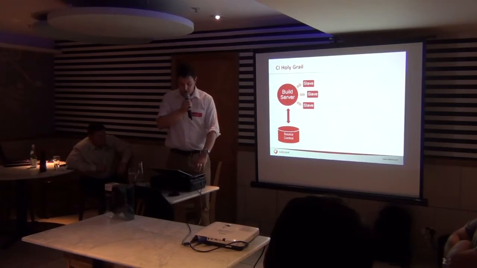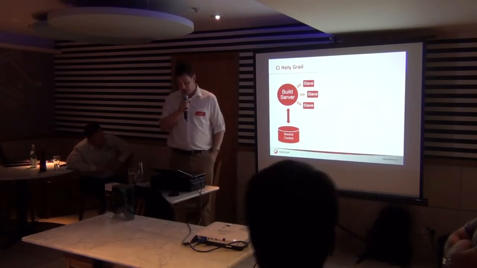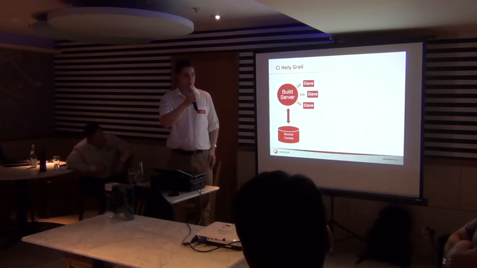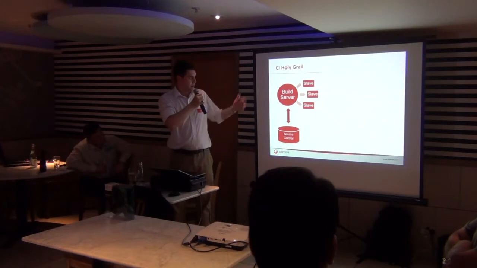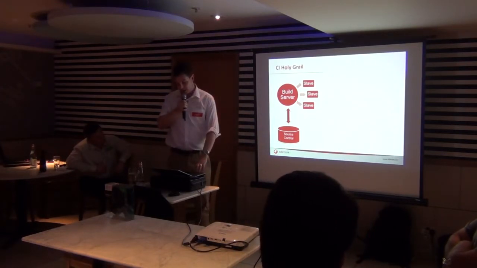Continuous integration, the holy grail. So you basically have a build server. You may have multiple slaves or servers. You may have multiple customers, maybe multiple projects for each customer. So basically working out how many slaves you need, or how many agents.